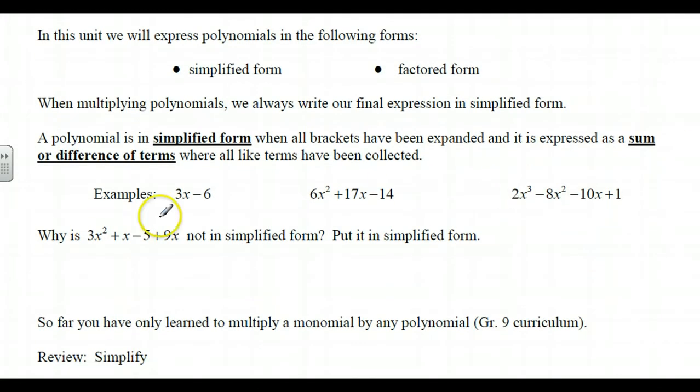So some examples. 3x minus 6, 6x squared plus 17x minus 14, 2x cubed minus 8x squared minus 10x plus 1. So why is this expression not in simplified form? And it's kind of rhetorical. I'm going to answer that. We have these x terms which need to be collected together.